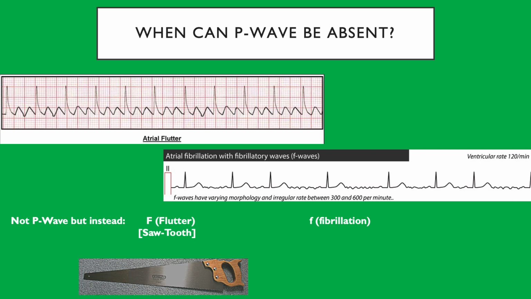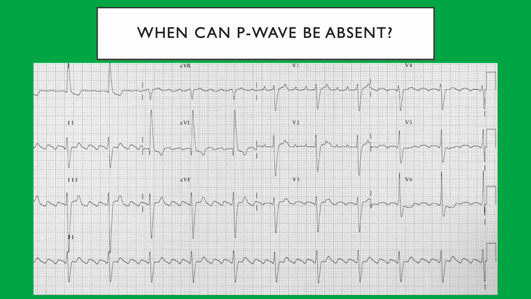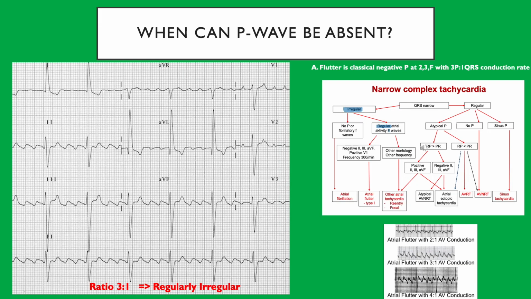You can name this sawtooth because it looks like the teeth of a saw. If you look here, exactly. So that's flutter, and that's your fibrillation, atrial fibrillation. What is this one? We said it's a flutter. Good. It's a 3-to-1 ratio, but it can also be random or a different ratio. You have different varieties here.